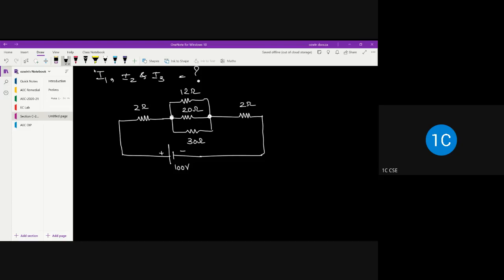And they themselves have given the current directions. This is I1, this is I2, this is I3, main current I, and the exiting current, which is also the main current, right? So fine. So this is what is being given. You are supposed to find out I1, I2, and I3. You can start solving.